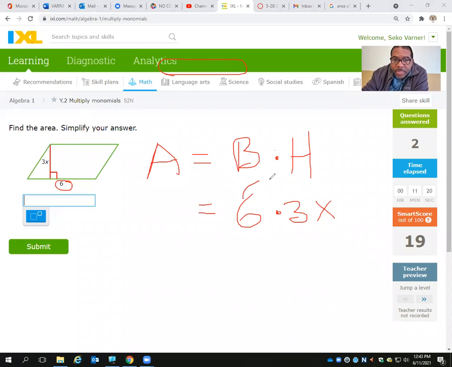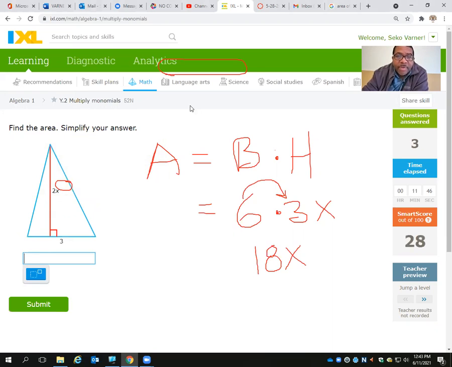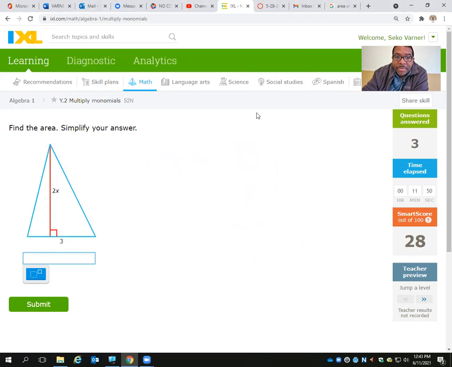What we're going to do is multiply the 6 and the 3. So 6 times 3 is 18, and we're going to carry the x. Now, let's type that in. 18x. Let's see if I'm correct. Terrific.